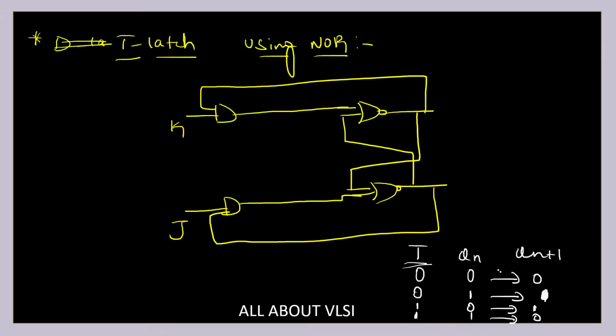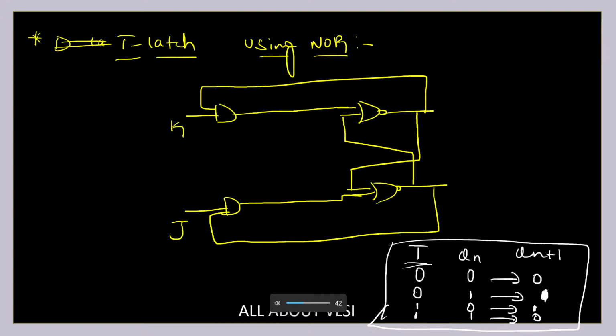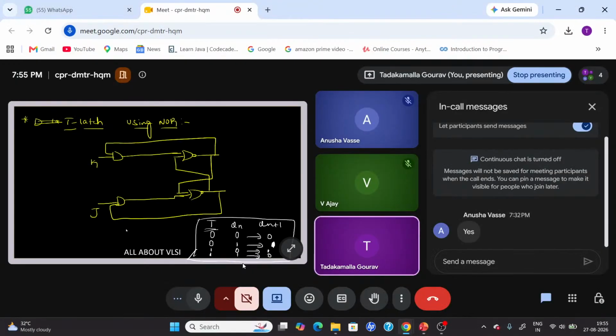Whenever T is equal to 1, your present state will be toggled. If your present state is equal to 0, your next state will be equal to 1. If your present state is equal to 1, your next state will be equal to 0. So this is how your T latch is going to work. By seeing this table, can anyone tell me what kind of modification we can make to this particular circuit so that it can work as a T latch? Can anyone answer? Think about it and answer.